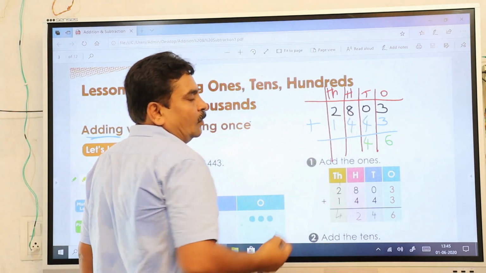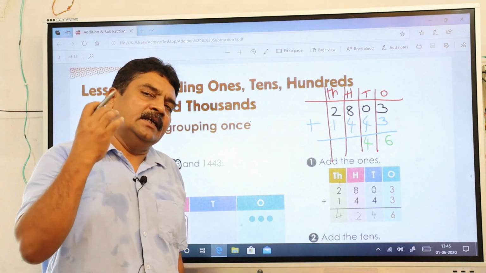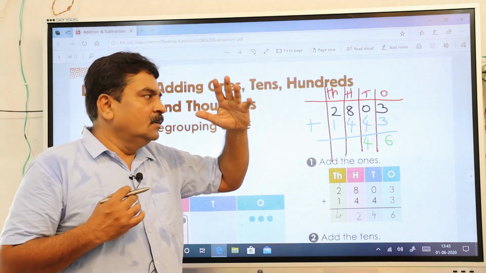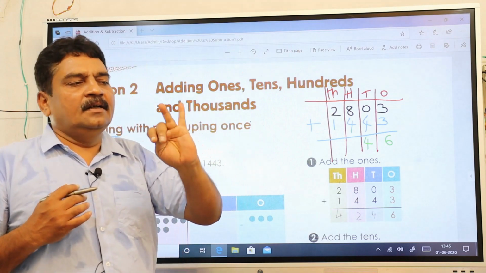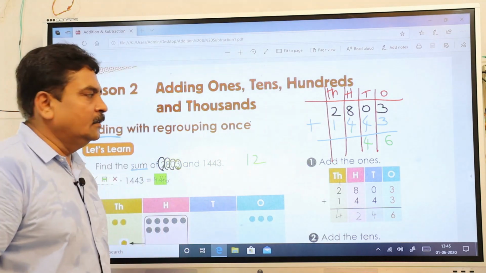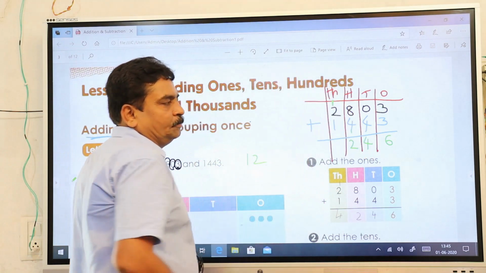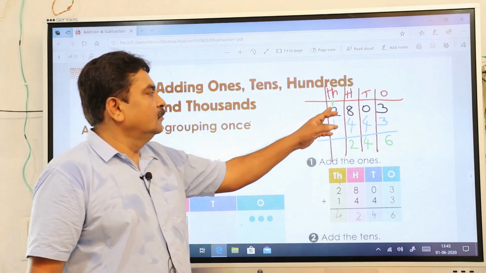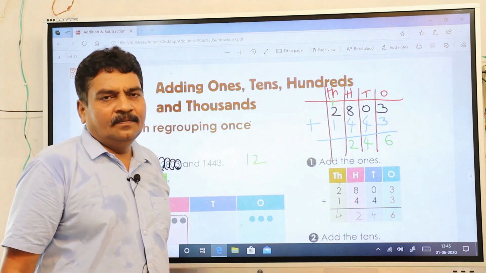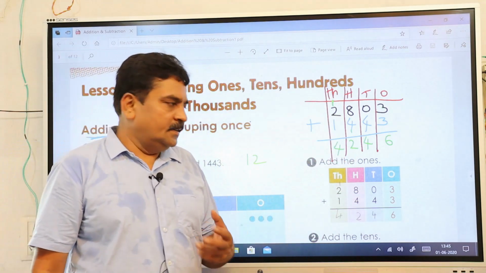Then here 8 plus 4. I told you, in addition, whenever there are two numbers, you have to take the bigger number first in your mind, that is, keep 8 in your thought. Then you add 4 to it: 8, 9, 10, 11, 12. So 12 means you write down 2 here and carry 1 here. Okay, now you add all these 3 things. 1 plus 2 is 3, 3 plus 1 is 4. So the answer is 4246.